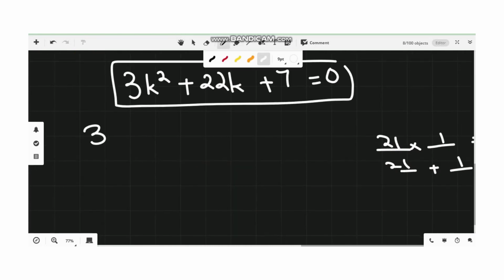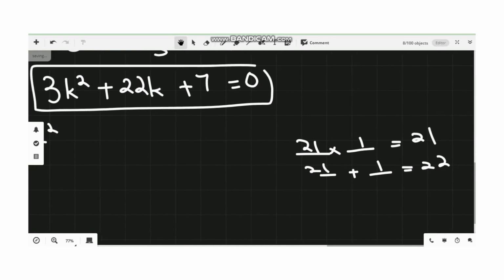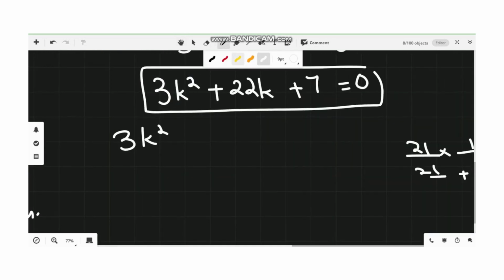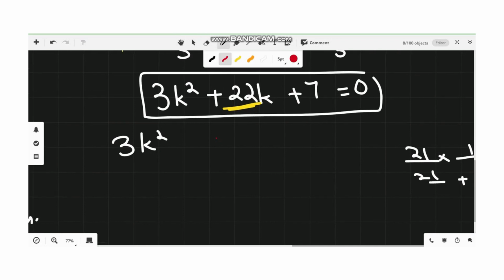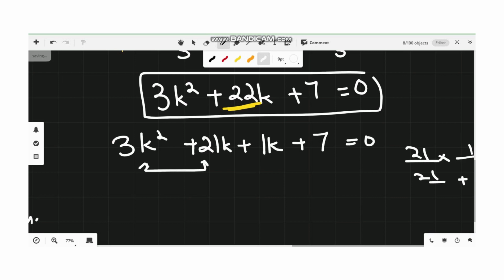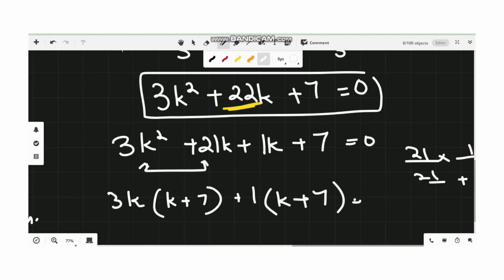So 3k squared, and I will write here 22k. You will replace the 22 with its value, that's 21k plus 1k plus 7 equals 0. And then you will take out the common factor from the first two terms, 3 and k, because they are both divisible by 3 and have a common k. So that becomes 3k plus 1 times k plus 7, since 3 times 7 is 21, and from the last terms there is just 1 common, you take out the 1, so 1k plus 7, equals 0.